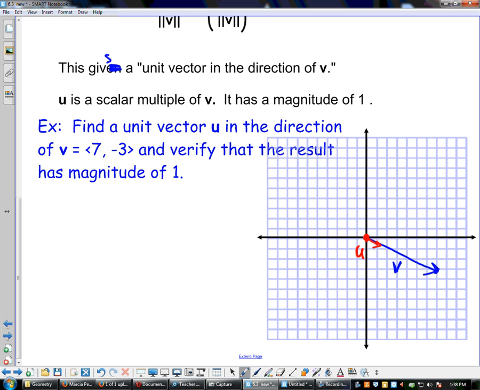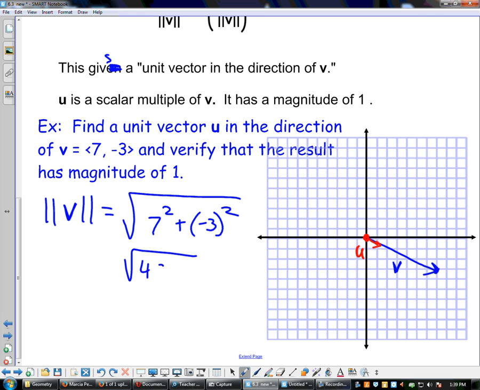All right. To find that, we first need to find the magnitude of vector v. So the magnitude, remember, is the square root of, what's going to be the square root of what? All right, 7 squared plus -3 squared. So we're going to get the square root of 49 plus 9, which is the square root of 58. That's the length of my original vector v.